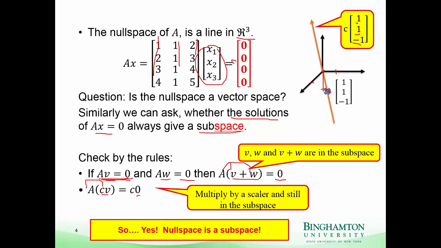So what we've seen is that, yes, the null space is actually a subspace of the solution space. In this case, for this matrix, the solution space is R3, and we're claiming that the null space is this line. Now, we already knew that for this example, this line is a subspace.